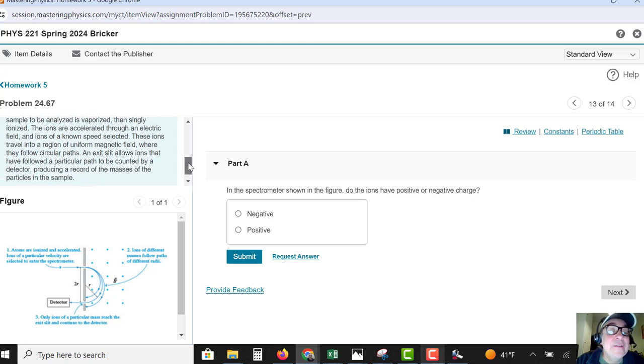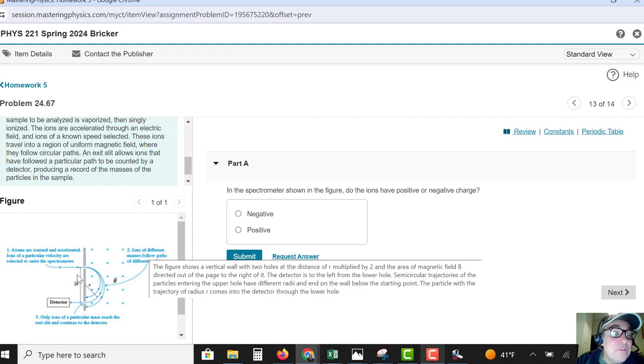Okay, very good. So in this spectrometer, do the ions have a positive or negative charge? You use the second right-hand rule to do that. They're moving this way, they come through this path down here, moving down in a circular path. The magnetic field is out.